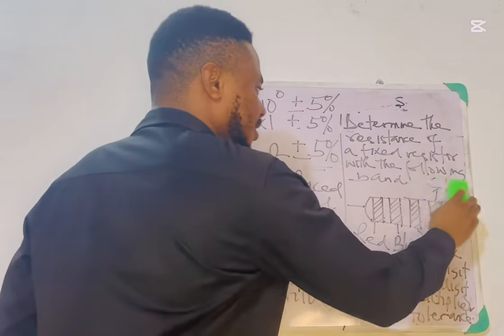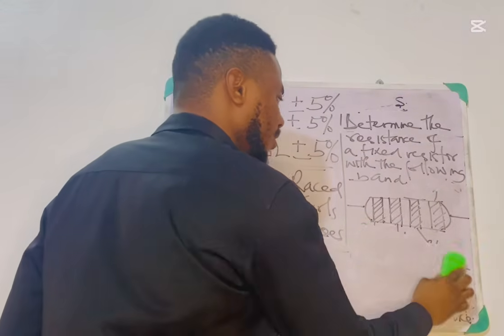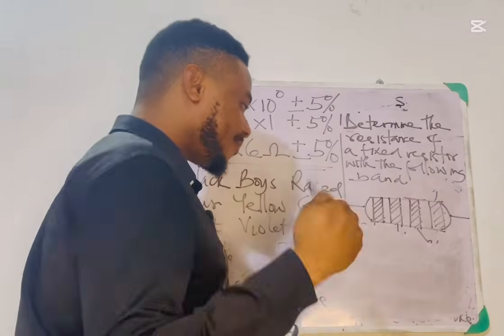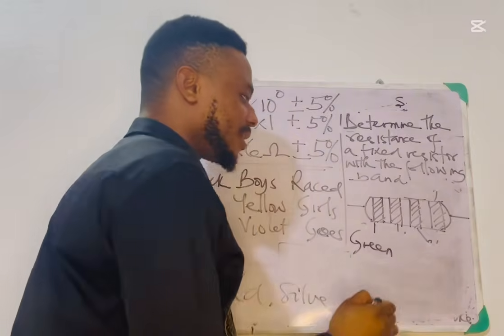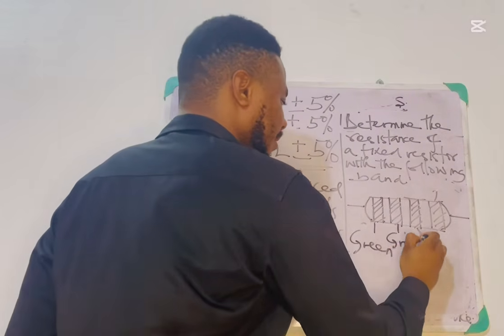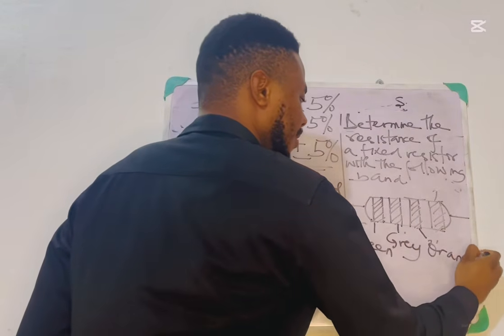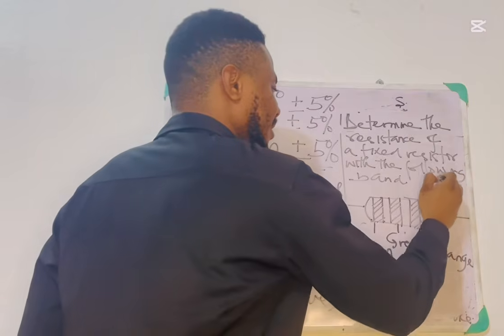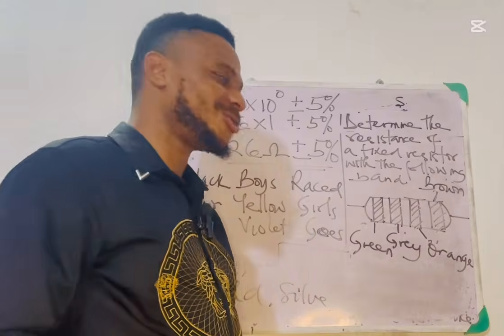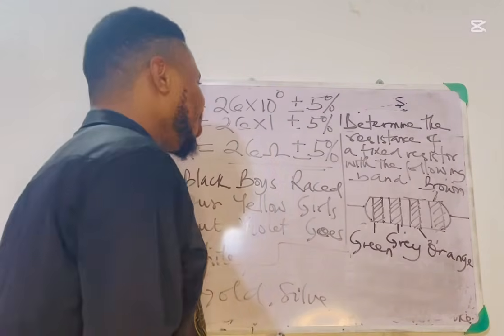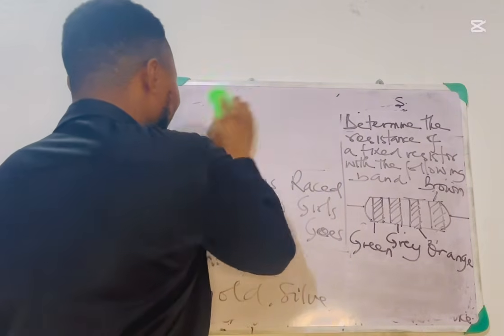So now let's change these colors. Let's say it's still a 4 band. Then let's say this is green, then this is gray, then this is orange, and the last one is brown. So what will be the resistance value? I want you to try it out, so you can pause the video and try it. But let's do it now together.